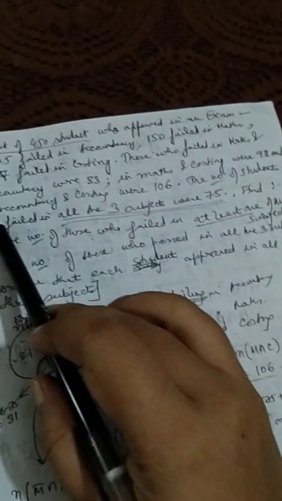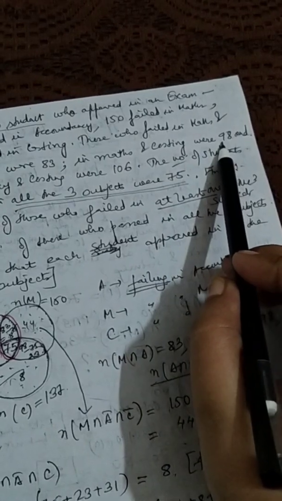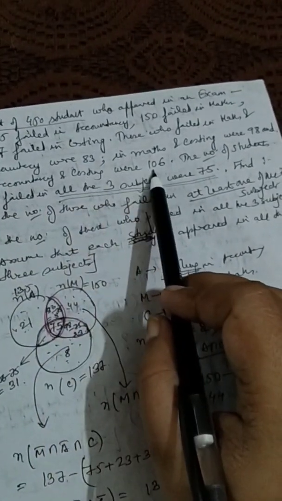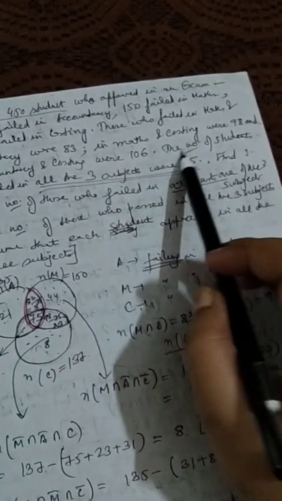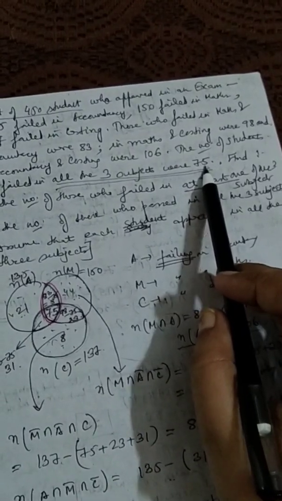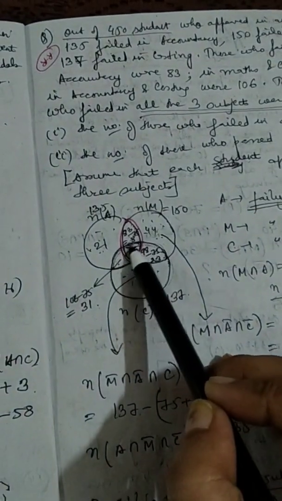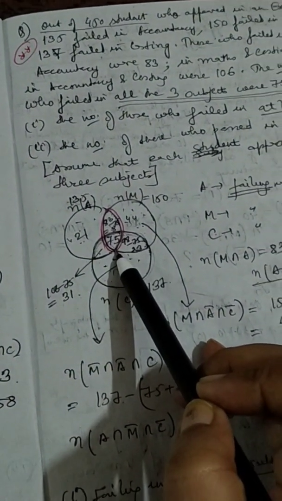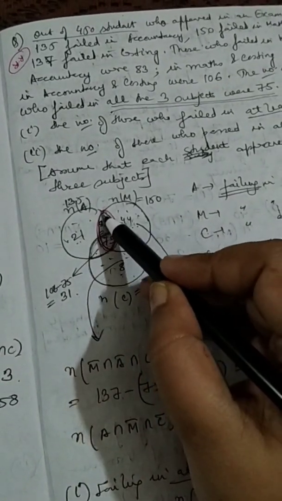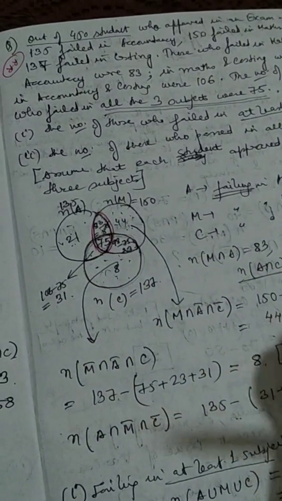Those who failed in maths and accountancy were 83. Those who failed in maths and costing were 98. And those who failed in accountancy and costing were 106. The number of students who failed in all the 3 subjects were 75. That means this is the starting point. This portion over here, failing in all the 3 subjects, is occupied by 75. So automatically we can fill up the rest. This part was 83, so this small portion over here is going to be 83 minus 75.